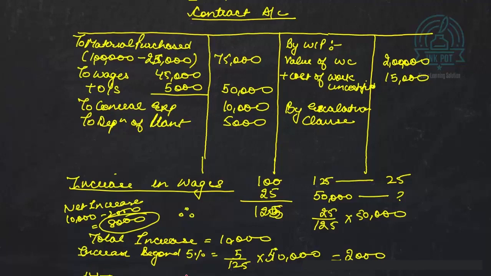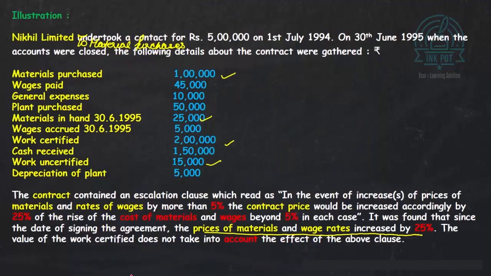Now let's move on to the escalation clause once again. What we have done till now. The contract contained an escalation clause which read as: in the event of increase in price of material and rates of wages by more than 5%, that is, if the price of material and rates increase up to 5%, then the contract price will not get changed. But if the increase is beyond 5%, the contract price will be increased by 25% of the rise in cost of material and wages beyond 5%.